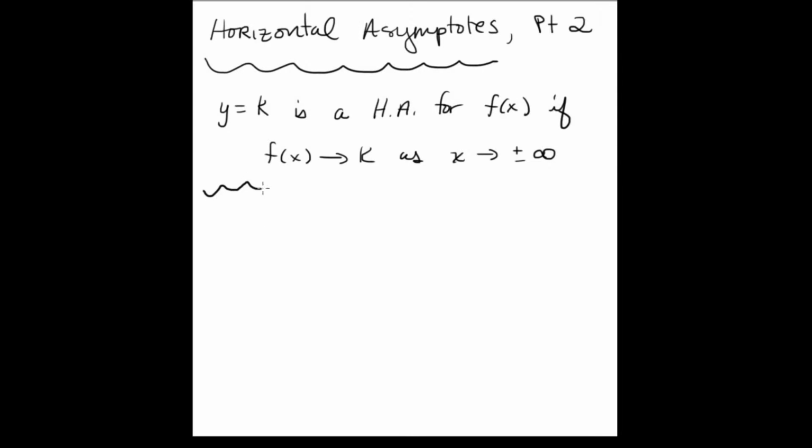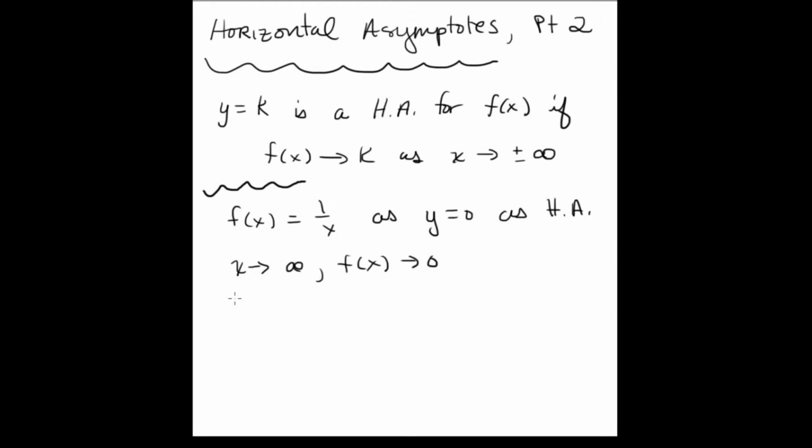Now we learned also in our first video that the particular function f of x equals 1 over x has y equals 0 as a horizontal asymptote. And what that means is that as x approaches infinity, f of x approaches 0. And we also discovered as x approached negative infinity, f of x approached 0. Now, the way we illustrated this was by plotting a bunch of points and noticing a trend.